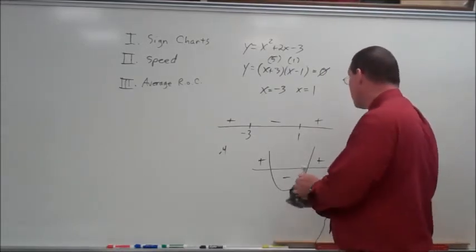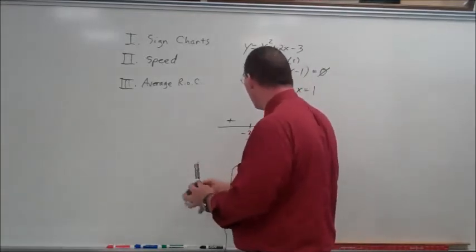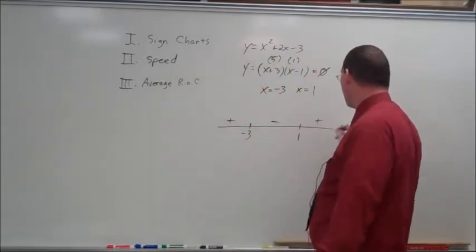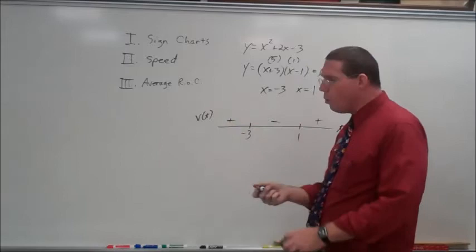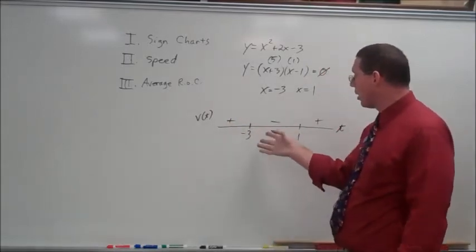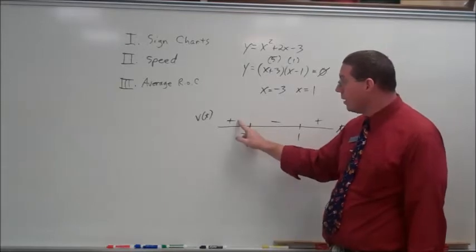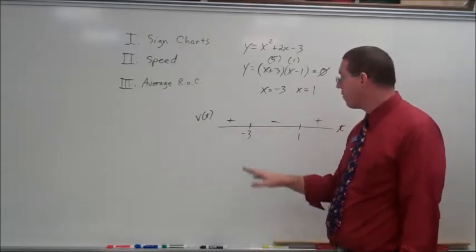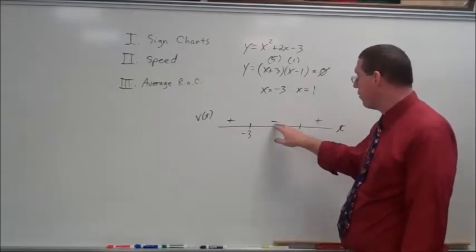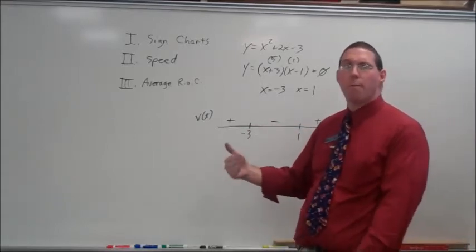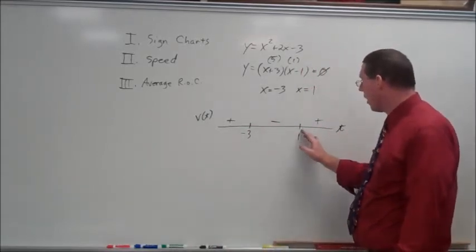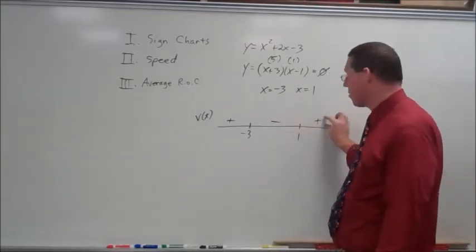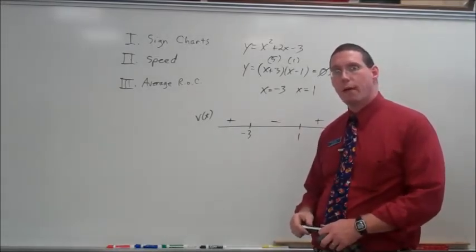And once you have a sign chart, let's pretend that this was velocity. If this is velocity, and those were t's instead of x's, this would be the t-axis, and we would be talking about velocity. We would know that the object is moving to the right or forward from all times less than -3 up until -3. And then from -3 up until time 1, it's moving in a negative direction, which usually means left or backward or down. And then from time 1 on, however high, for however long it moves, it's moving in a positive direction, meaning it's moving to the right. Okay, so that's a sign chart.